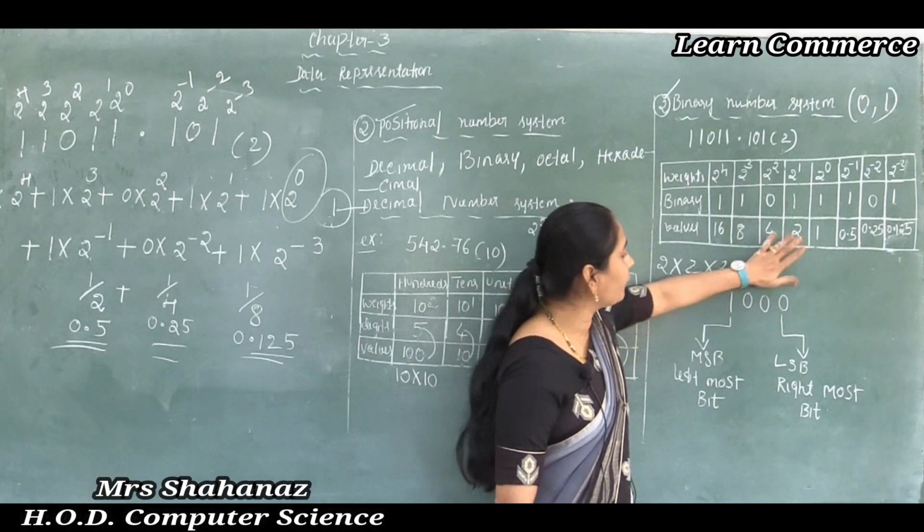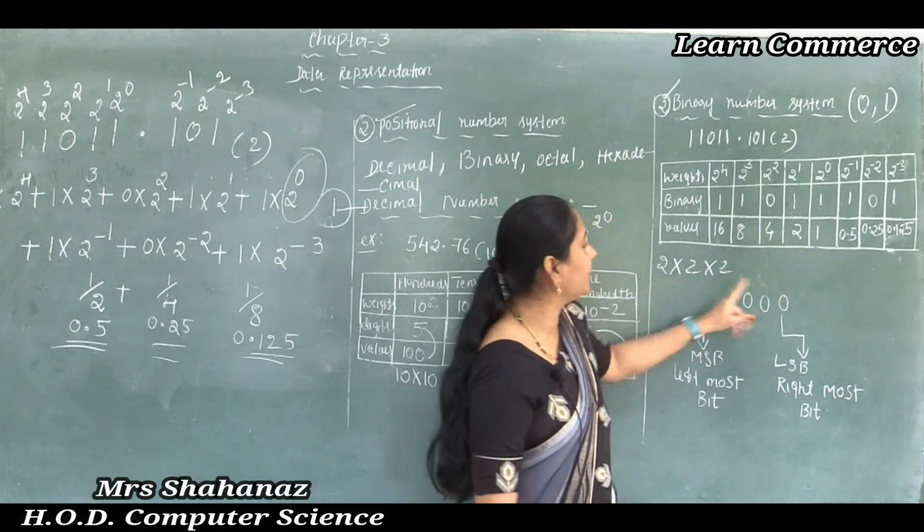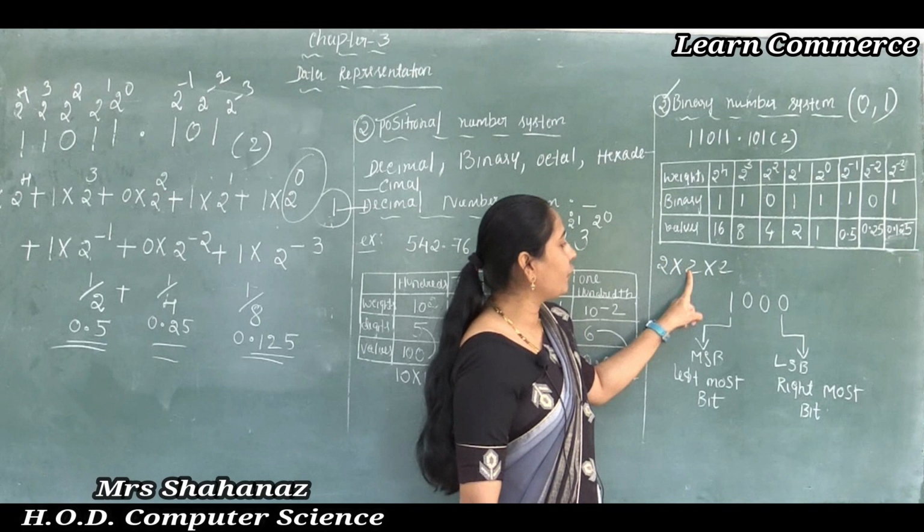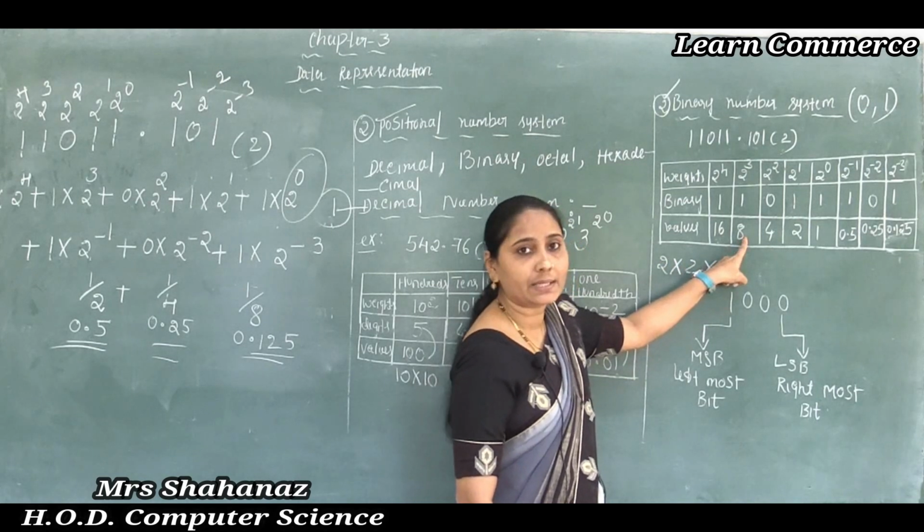And 2 to the power of 3, that means 3 times we need to make the multiplication. 2 2s are 4, 4 2s are 8. So the value will be 8 here.